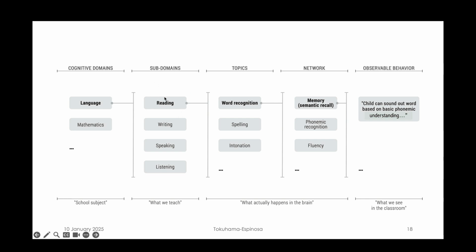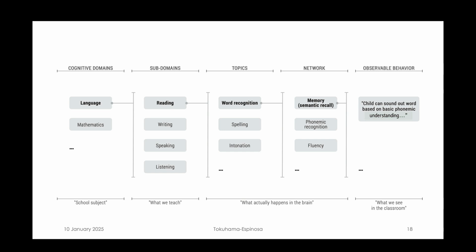Well, that breaks down into things like word recognition and spelling and intonation and dozens of other things. But word recognition itself also can be broken down into semantic recall as well as phonemic recognition and fluency and all these other things. And so there's multiple networks and subnetworks and subpathways for each of these observable behaviors.